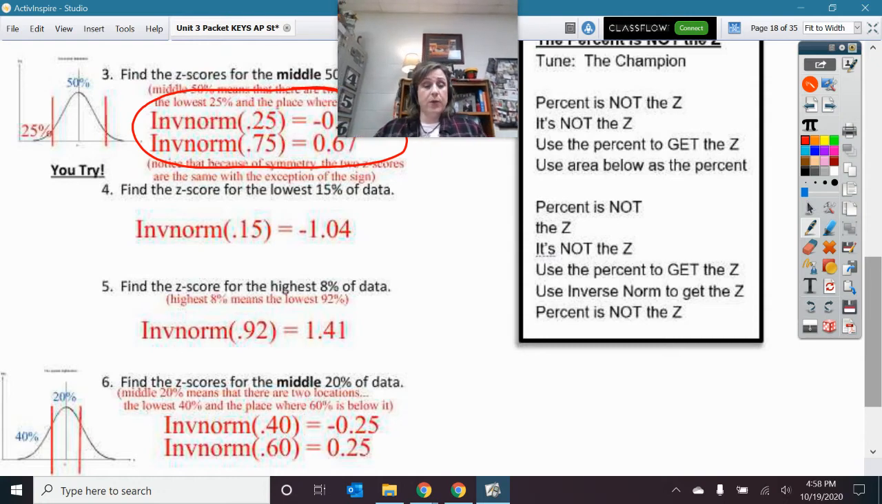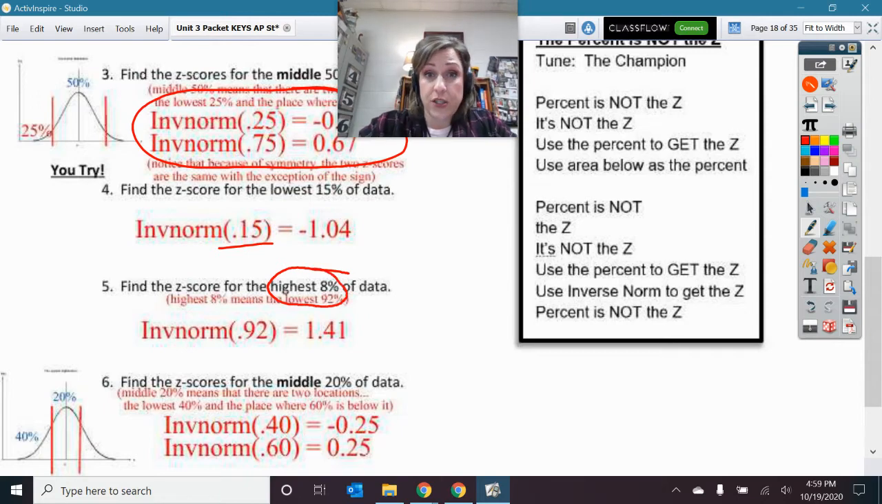All right, so here we go. Let's see how you did. Number 4, the lowest 15%, so that's what we would put in here. Inverse norm of 0.15. The highest 8%, so we're going to do inverse norm of 0.92. Here was the middle 20%.